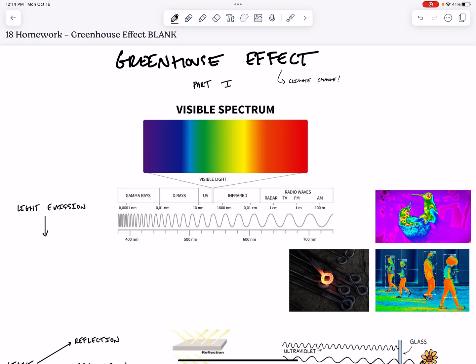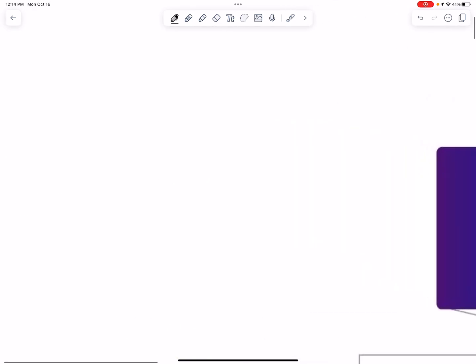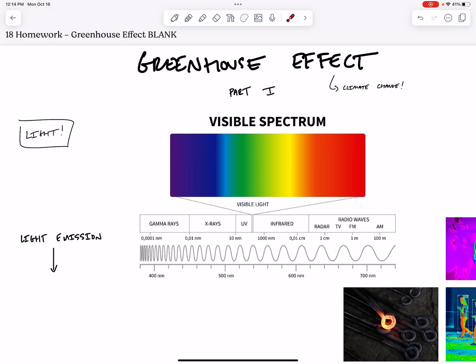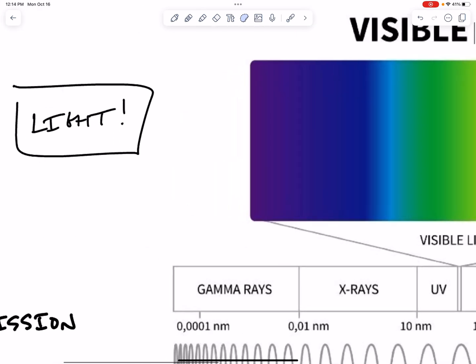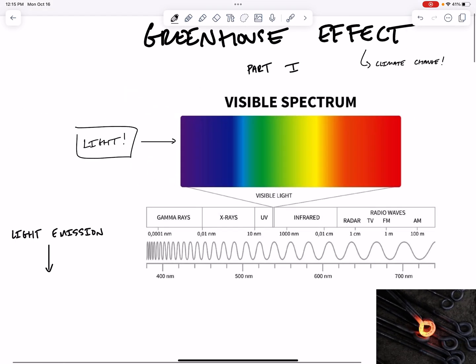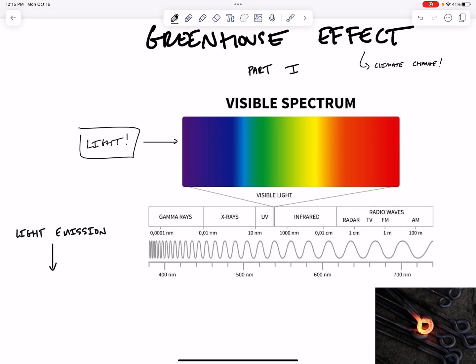Okay, so we're going to start off talking about light. Understanding light is going to be super important to understanding what's happening with the greenhouse effect. Okay, so light comes in many different flavors. When you think of light, you're probably used to thinking about the visible spectrum, what we can see. But visible light is actually only a very small band of the entire electromagnetic spectrum.